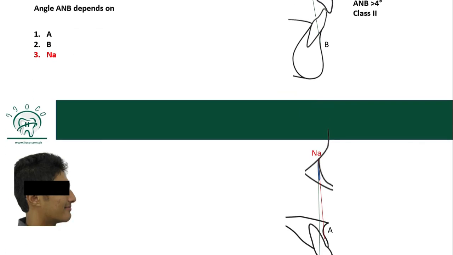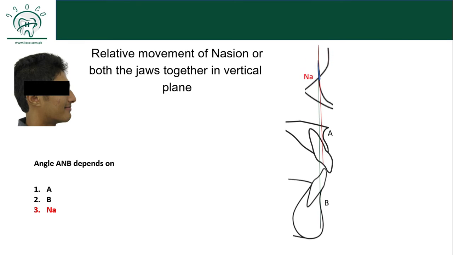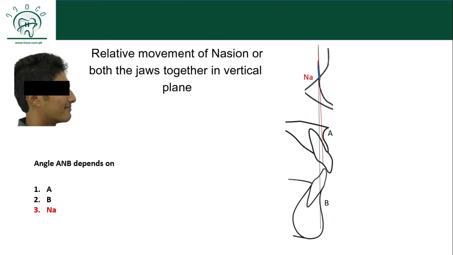Now let's see what happens when the vertical distance between Nasion and both the jaws is altered. Again, the maxilla and mandible are in perfect class 1 relationship in the sagittal plane, but the facial height of the patient, especially the midface, is deficient. Now you can appreciate here that angle A and B has increased. So the skeletal class 1 patient now becomes skeletal class 2.